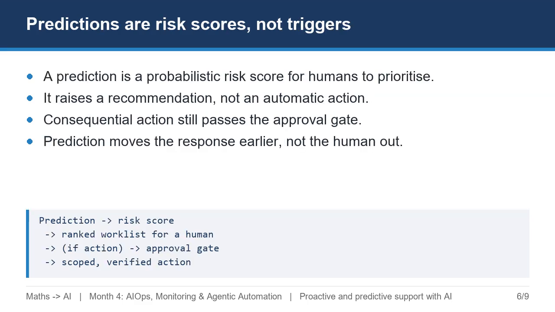Here's the guardrail that defines safe predictive support. A prediction is a probabilistic risk score for humans to prioritize, not an automatic trigger. You feed the score into the same pipeline as before, it raises a recommendation, a human reviews it, and any consequential action still passes the approval gate from Lesson 6. Prediction moves the response earlier in time. It does not remove the human from the loop. That distinction keeps the whole thing safe.